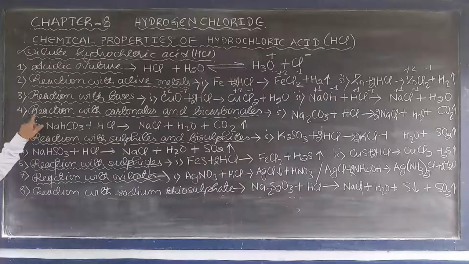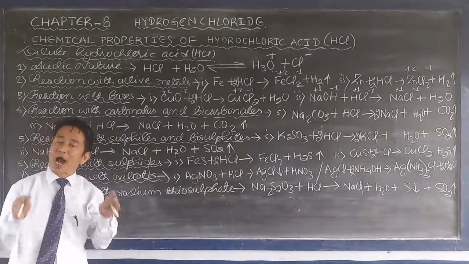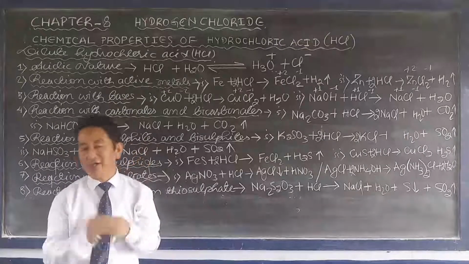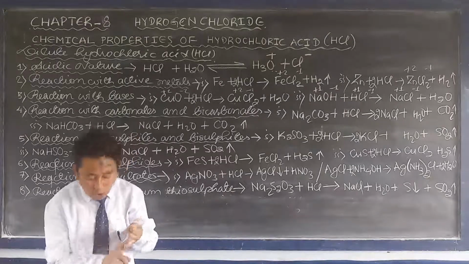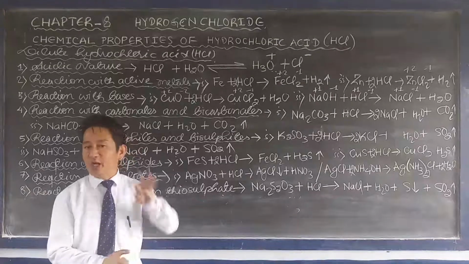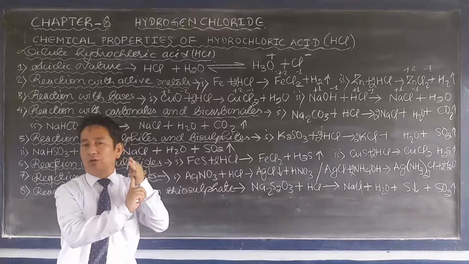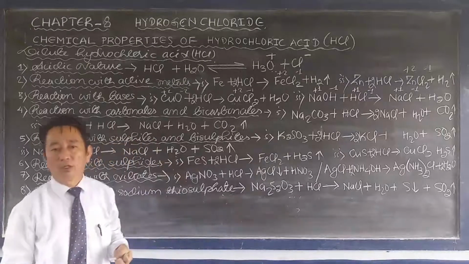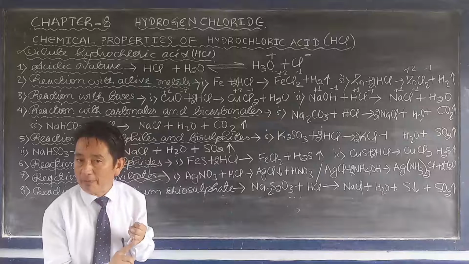Now here, reaction with carbonate or bicarbonate salts. Whenever a carbonate or bicarbonate salt reacts with dilute acid, we get carbon dioxide gas, water and a salt. Three products are formed. First, carbon dioxide gas is evolved. The other two products are salt and water. If you use sulfuric acid, you will get a sulfate salt.